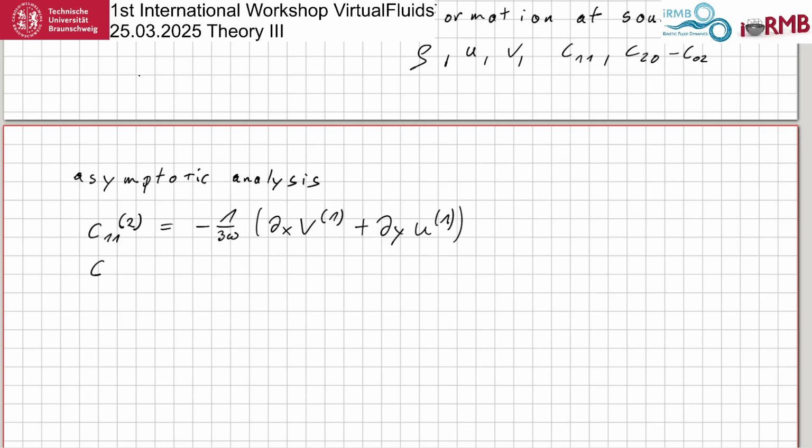And the other thing, this C20 minus C02, to second order is minus 2/3 omega times dx u first order minus dy v first order. So you see we have information on the gradient of velocity inside these moments. And this is something that we use to amend our interpolation order. Now we need to go to second order interpolation. It should be the first derivative in y.